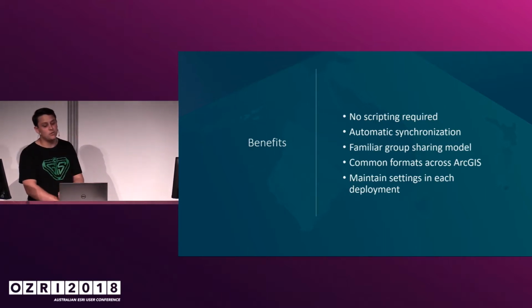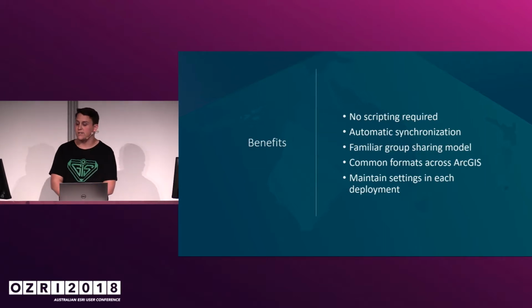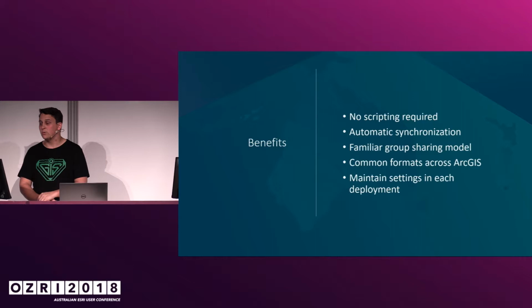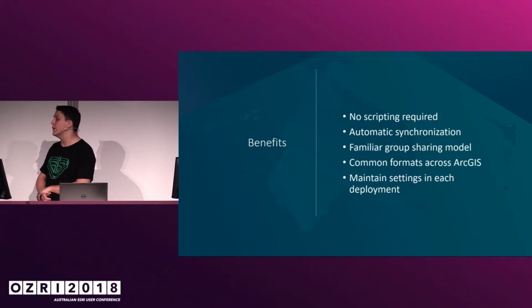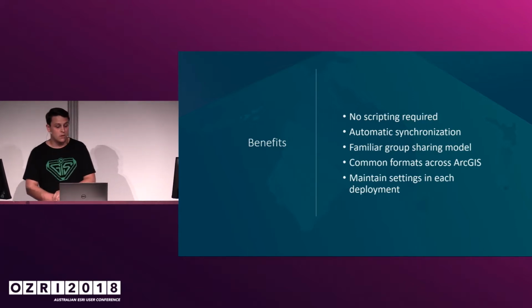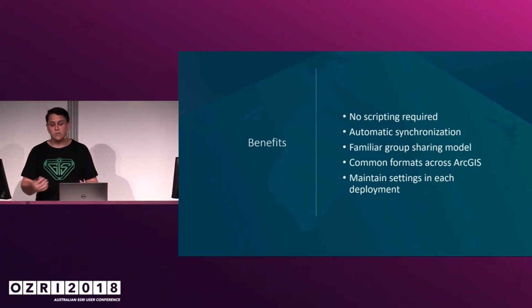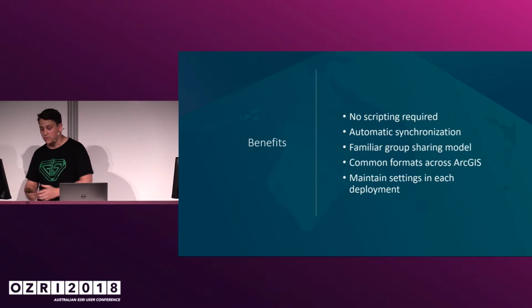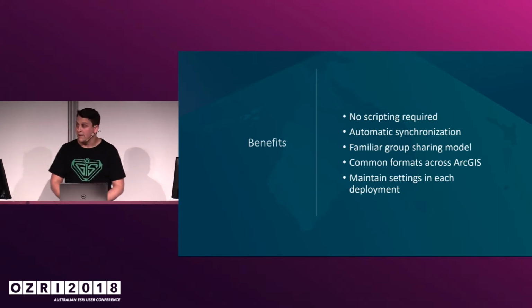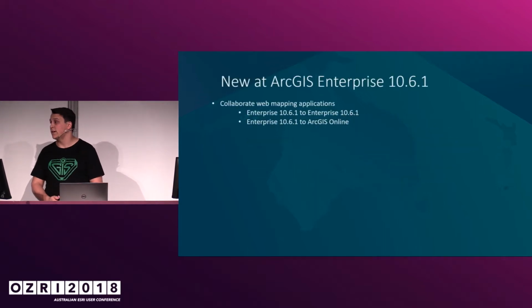Distributed collaborations use the familiar group sharing model found in ArcGIS Enterprise, which means that the process of adding new data to these collaborations is as easy as checking a box to share it to a group that we were probably already going to share it to. The collaboration will keep data in both environments in sync with each other if given the ability to. And it's going to be able to leverage all of the common formats found across the ArcGIS platform.